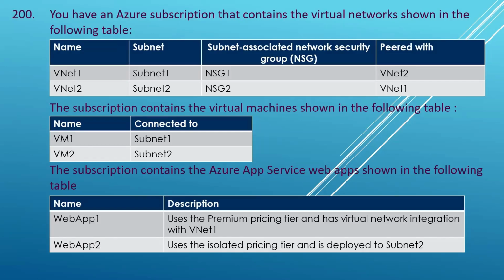The subscription contains the virtual machines shown in the following table. You have two virtual machines named VM1 and VM2. VM1 is connected to subnet 1 and VM2 is connected to subnet 2. The subscription contains the Azure App Service web apps shown in the following table. You have two web apps named Web App 1 and Web App 2. Web App 1 uses the premium pricing tier and has virtual network integration with VNet 1. And Web App 2 uses the isolated pricing tier and is deployed to subnet 2.